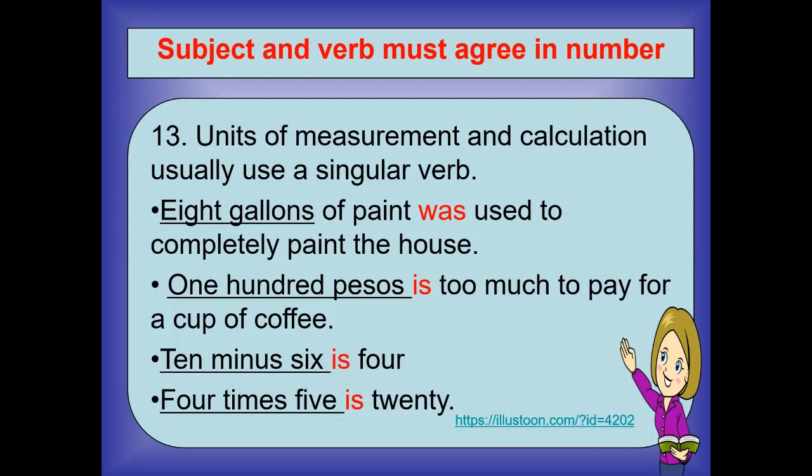Number 13. Units of measurement and calculation usually use a singular verb. Here are the examples. 8 gallons of paint was used to completely paint the house. 100 pesos is too much to pay for a cup of coffee. 10 minus 6 is 4. 4 times 5 is 20.